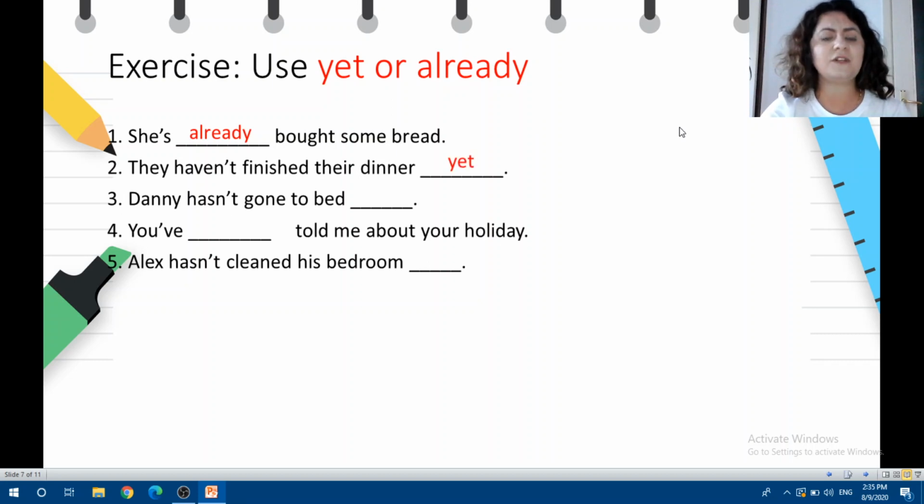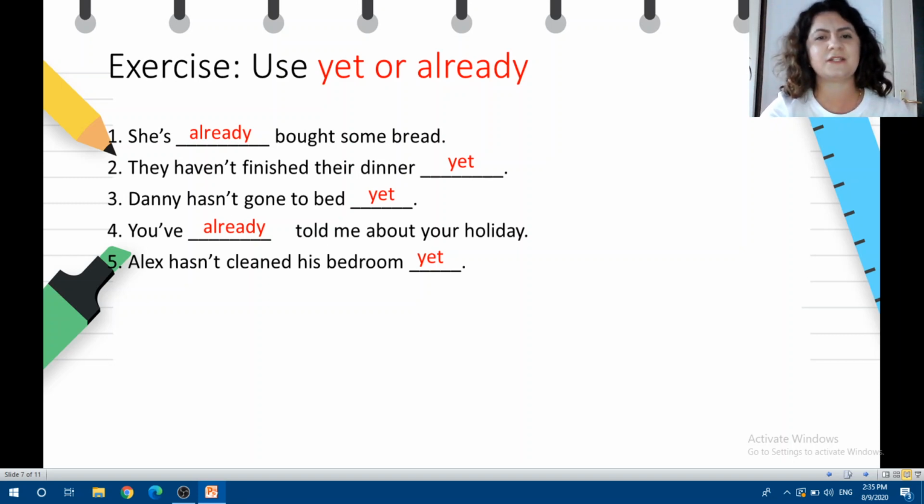Yes, they haven't finished their dinner yet. We can see that yet is used at the end of the sentence. Danny hasn't gone to bed yet. You have already told me about your holiday. Alex hasn't cleaned his bedroom yet.